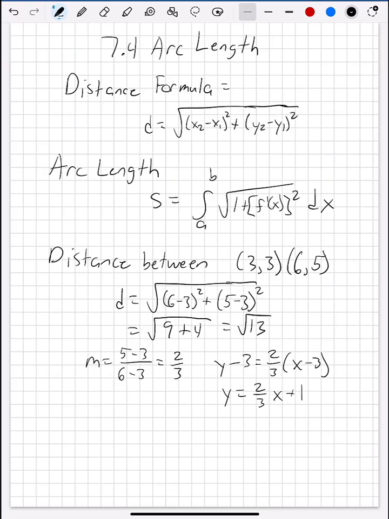Now to find my arc length, I need to know the derivative. The derivative of 2/3 x plus 1 is just 2/3. And so my arc length is the integral from 3 to 6, because those are my x values, of the square root of 1 plus (2/3) squared dx.